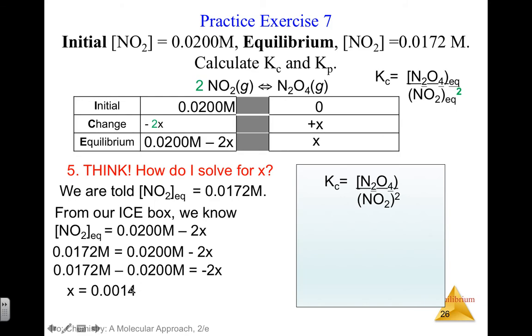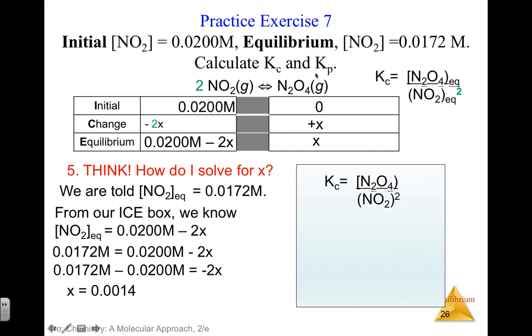Let's think about this. X represents our molarity. We're talking about molarity because we're given molarity in the problem. That's why we're looking at Kc first. So X represents the molarity of N2O4 gas at equilibrium. Well, we cannot have a negative molarity, so your X value must be positive. That's just a good little reality check to keep in mind.